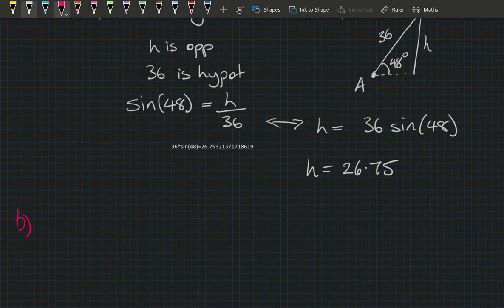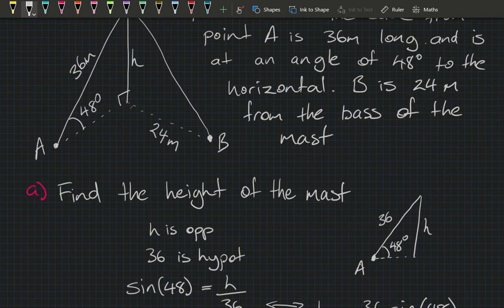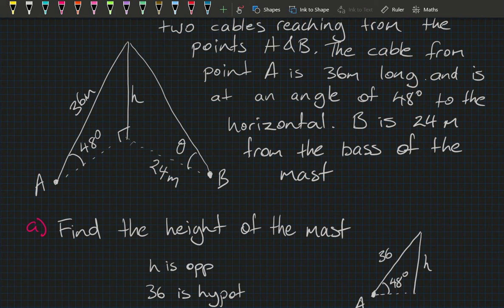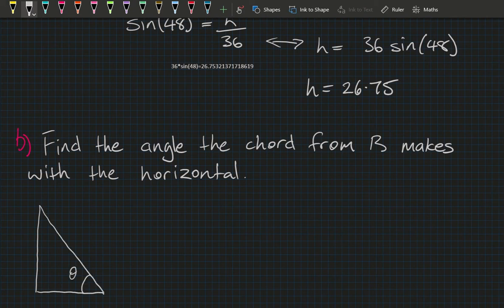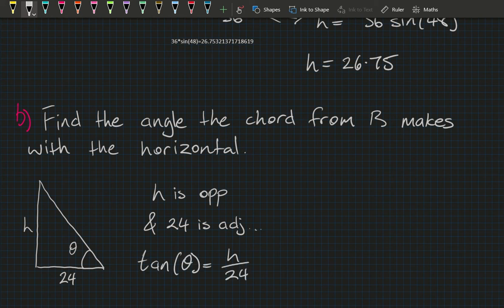In part B, they ask us to find the angle that the cable from B makes with the horizontal. So let's have a look at that diagram again, and I'm going to mark in this angle theta. So you can see now we've got this height H, the horizontal is 24, and we're looking for that angle theta. Alright, we better move back down and draw this diagram again. So H is the opposite and 24 is the adjacent. So therefore tan of theta is going to equal H over 24.